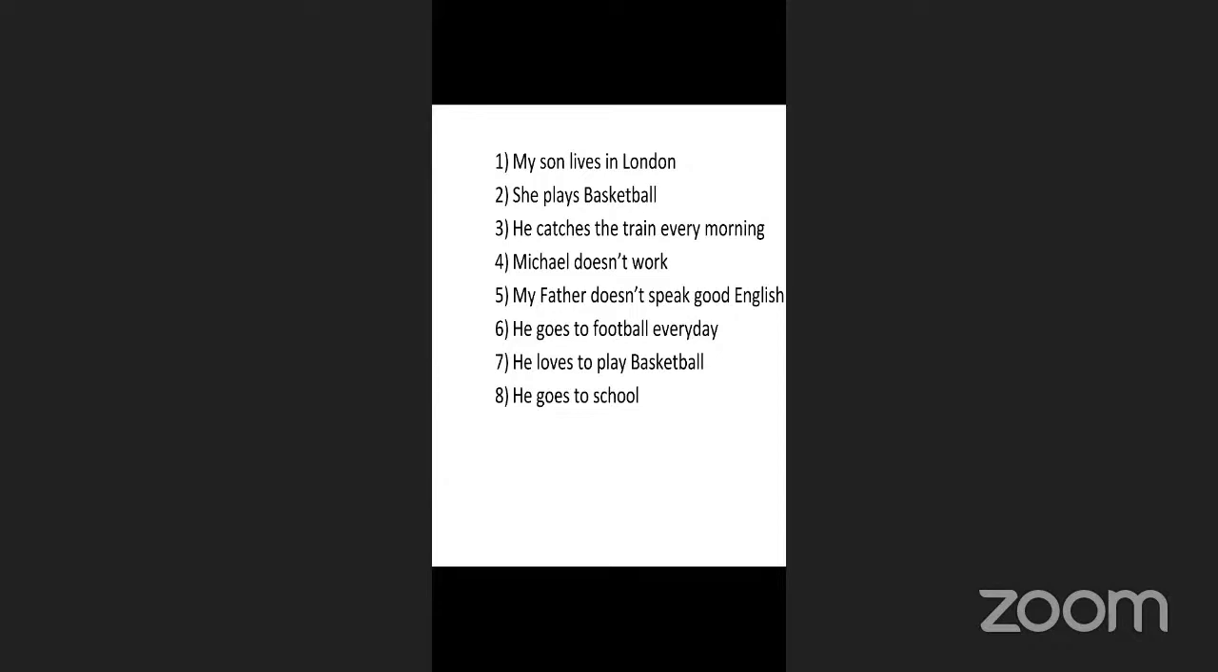He loves to play, but I think that was where we were yesterday, whereby we are having the main verb and the helping verb. He loves to play basketball. Our English teacher, kindly come back. Just try to explain to us how these two verbs are going to work out.